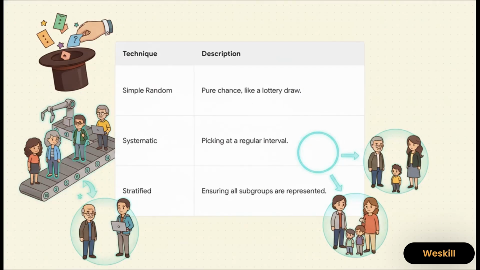Okay, so let's do a quick recap. Simple random is pure chance, just like drawing names from a hat. Systematic is structured randomness, like picking every 10th person in a line. And stratified makes sure all the important subgroups are included, like when pollsters make sure to talk to voters from different age groups. Each one is a different tool for getting to the same goal, a fair, unbiased sample.